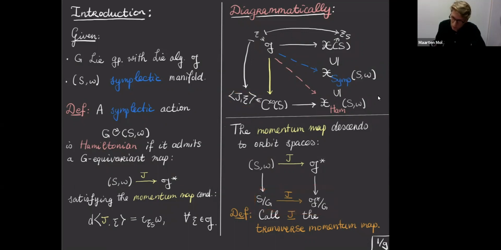All right, and now the transverse momentum map is the map induced by the momentum map on the level of orbit spaces. So by equivariance of the momentum map, it descends to a map between the orbit spaces. And this is what I mean by the transverse momentum map.